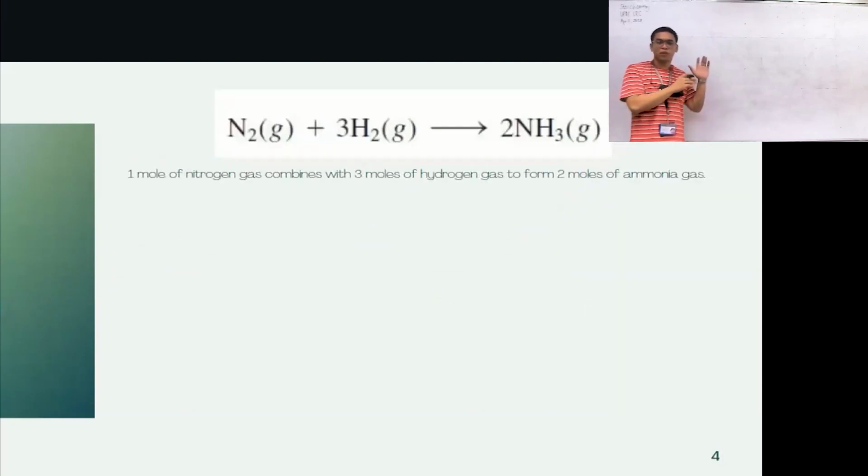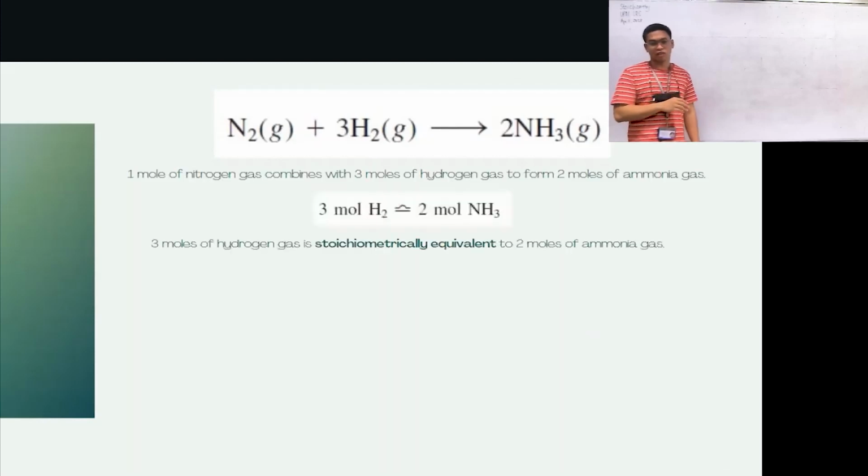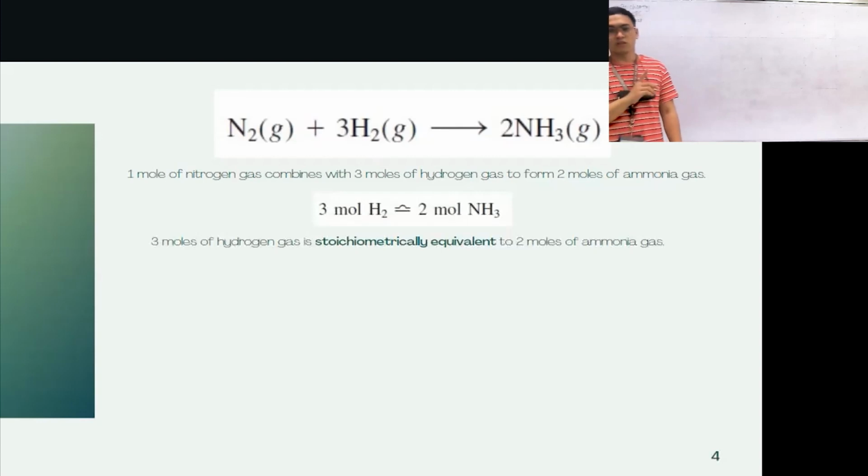To interpret the equation, 1 mole of nitrogen gas combines with 3 moles of hydrogen gas to form 2 moles of ammonia gas. We know there is a relationship between our variables here. As you can see on the screen, 3 moles of hydrogen gas is stoichiometrically equivalent to 2 moles of ammonia. What does that mean? That means that when you have 3 moles of hydrogen gas, you can produce 2 moles of ammonia gas.